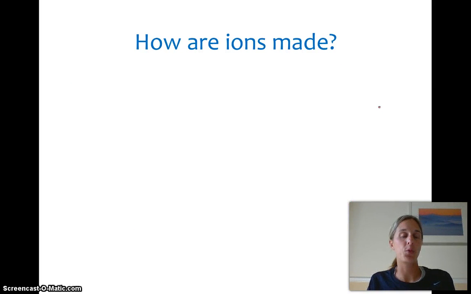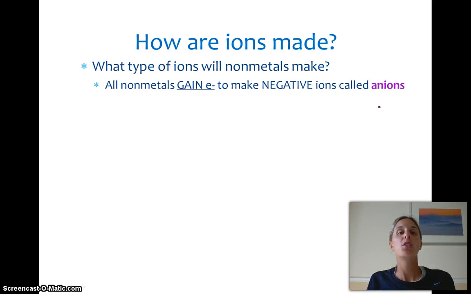The other types of atoms we have on the periodic table are your nonmetals. So nonmetals are going to do the opposite. Your nonmetals are going to gain electrons to make negative ions called anions. Now, I don't have a fun trick to remember that. All that I remember is there's an N in negative and there's an N in anion. So your negative ions are going to be called anions.